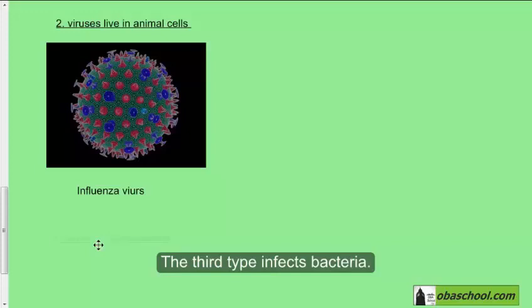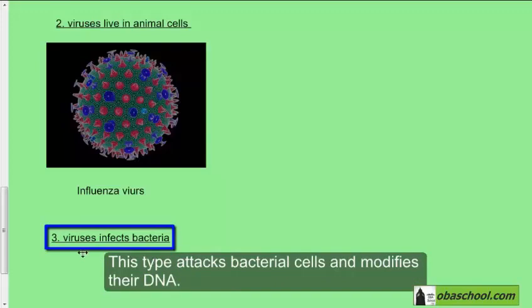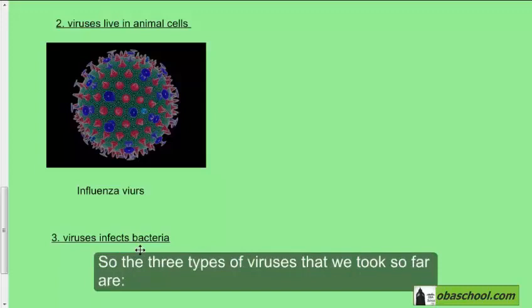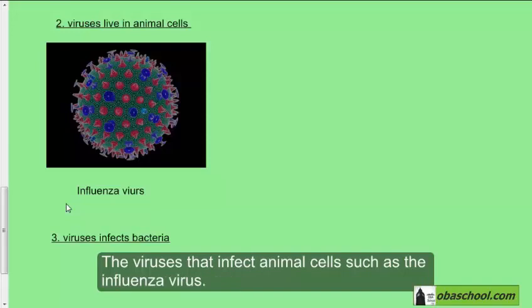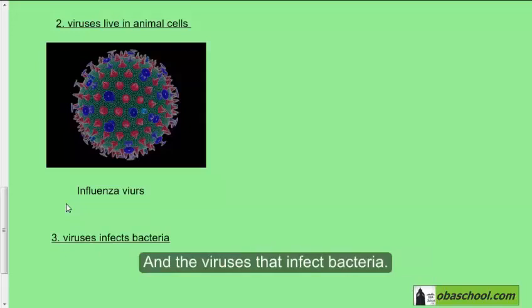Now, the third type of viruses infects bacteria. This type attacks bacterial cells and modifies their DNA. So, there are three types of viruses that we studied so far. We have the tobacco mosaic virus, which is an example of viruses that infect plant cells. We have the influenza virus, an example of viruses that infect animal cells. And we have viruses that infect bacteria.